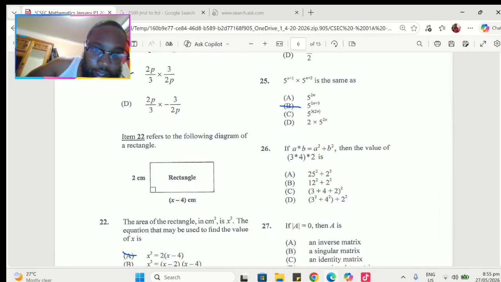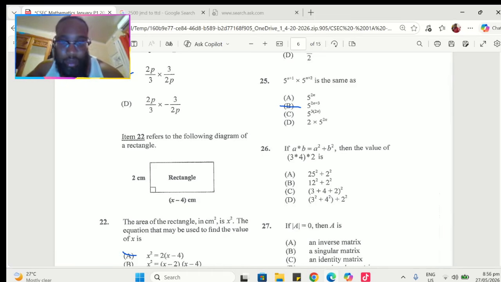If a star b is equal to a squared plus b squared, then 3 star 4 star 2 is equal to, so the first thing we'll have to do is 3 squared plus 4 squared, right? 3 3s are 9, 4 4s are 16, 9 plus 16 is 25. So now we have 25 star 2, which will be 25 squared plus 2 squared. And that is where we have to stop calculating because that's the answer they have there.